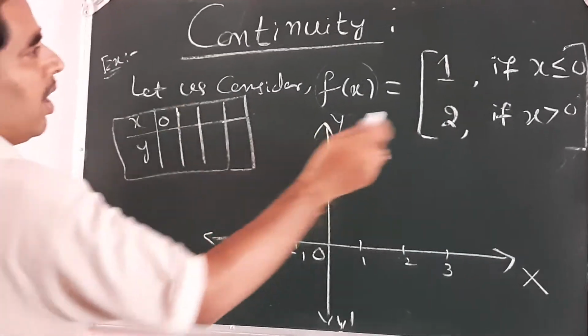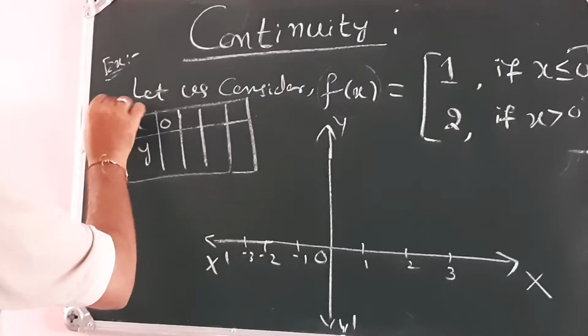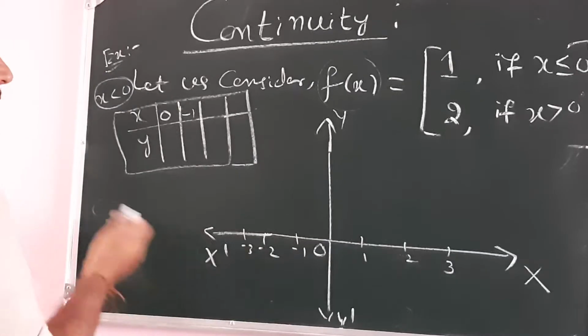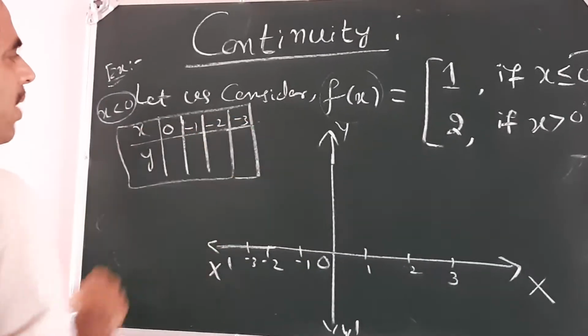Now I will consider x less than 0 here. I will give x less than 0, say -1. Less than 0 means I will take all the values to the left of 0: -1, -2, -3.